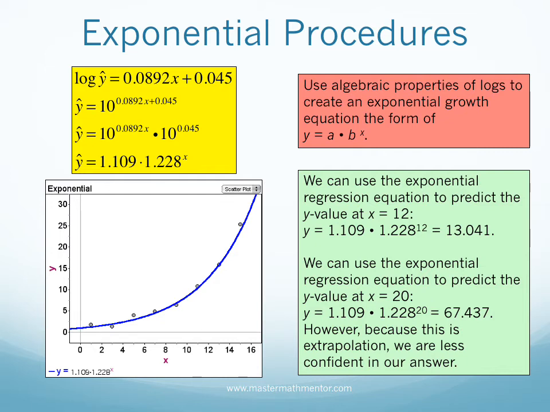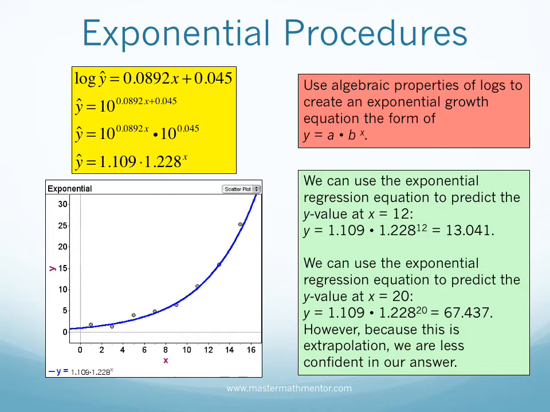We use the properties of powers to break up 10 raised to the 0.0892x plus 0.045 power to 10 raised to the 0.0892x power times 10 raised to the 0.045 power. Finally, we calculate 10 raised to the 0.0892 power and 10 raised to the 0.045 power to get our exponential growth form: 1.109 times 1.228 raised to the x power.